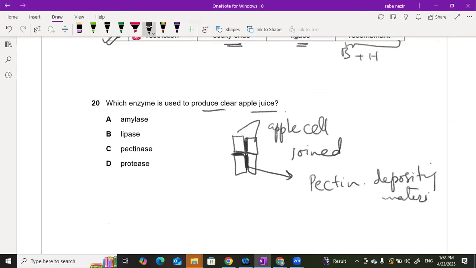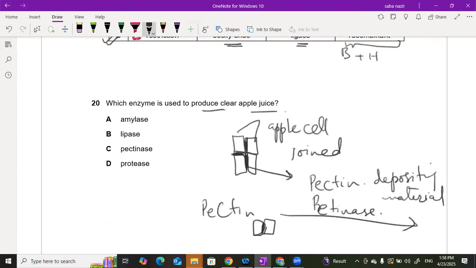So if I want to make the juice clear, I will use an enzyme, pectinase. This pectinase will break down the pectin and release the bound cells, releasing them into the free juice. And this will result in more juice quantity, and the juice will be clear also. So which enzyme will we be using? We will be using the pectinase enzyme.